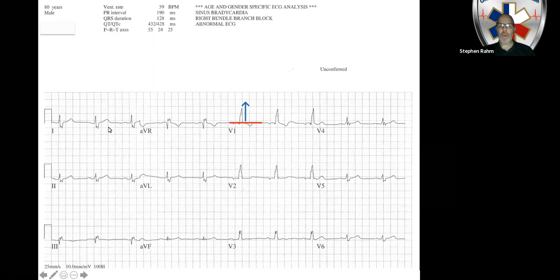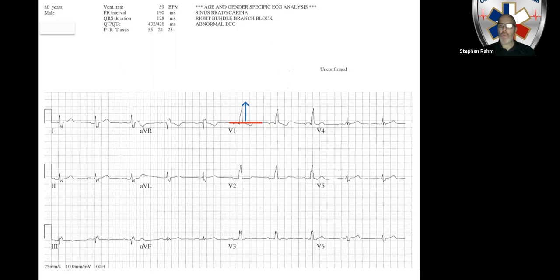If you look out here in leads 1 and V6, you can see these terminally slurred S waves. So again, the same reason that you have a terminal R wave in lead V1 tells you that the terminal force is coming towards V1. That terminal force will also give you those S waves in 1 and V6 because the terminal force is going away from them. So this is a right bundle branch block.